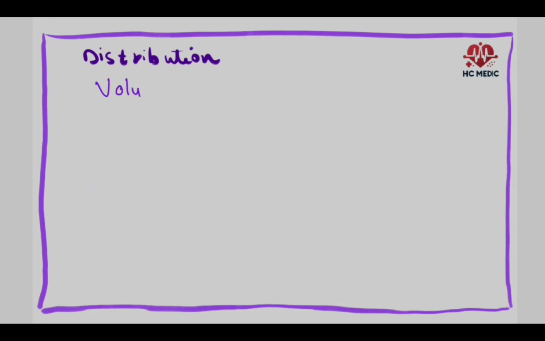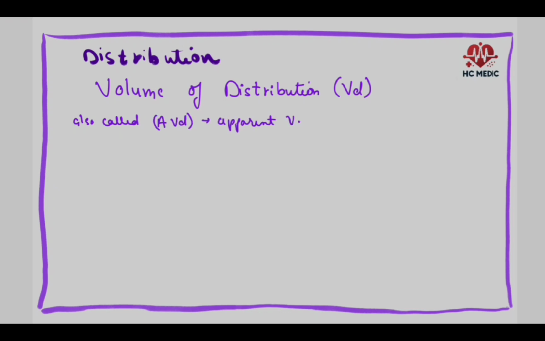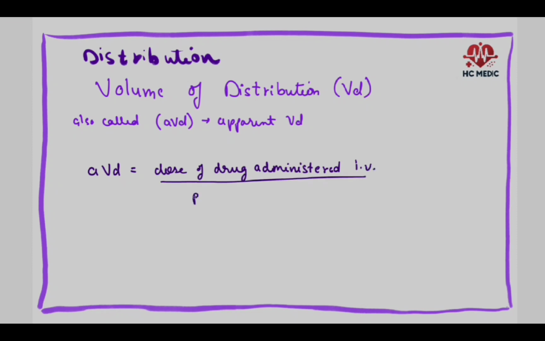Now let's see the volume of distribution, which is a very important topic under distribution. It is also called apparent volume of distribution, AVD. What does it mean? Let's see the formula first. AVD, or apparent volume of distribution, is the dose of drug administered by IV route divided by the plasma concentration of the drug.